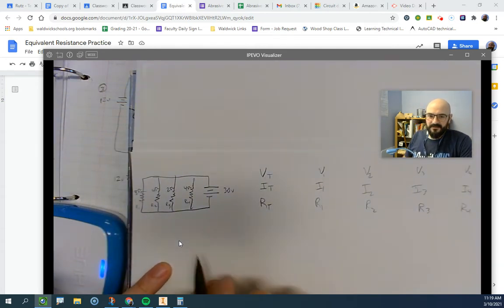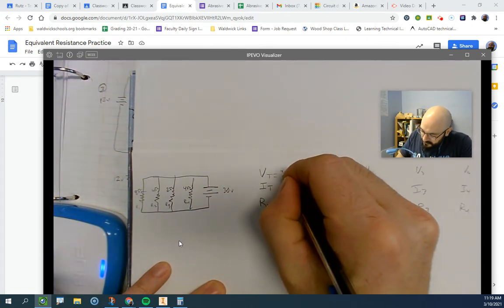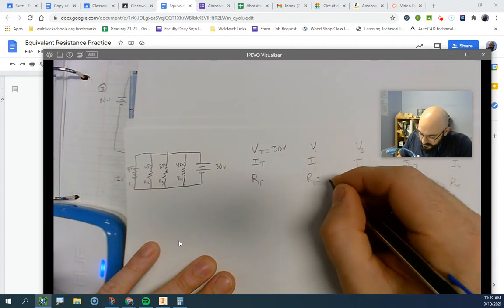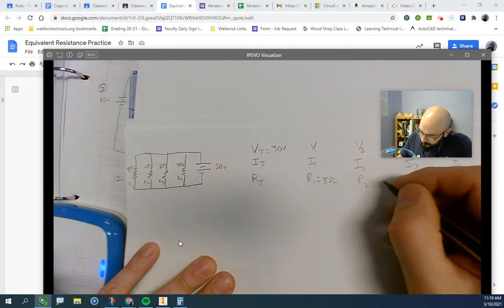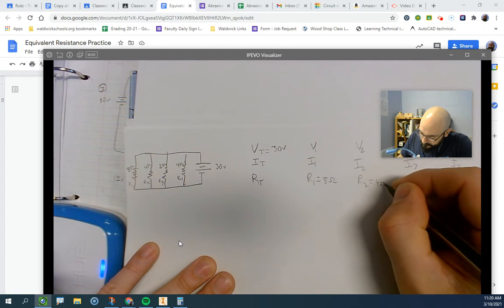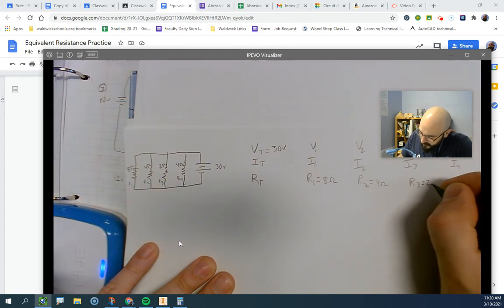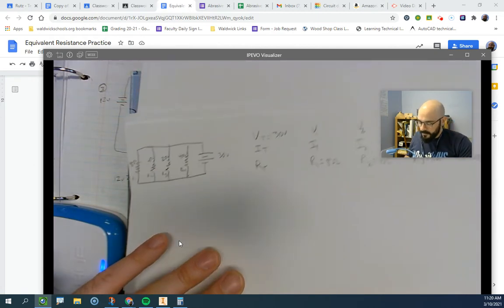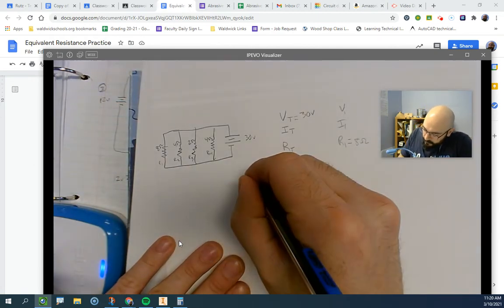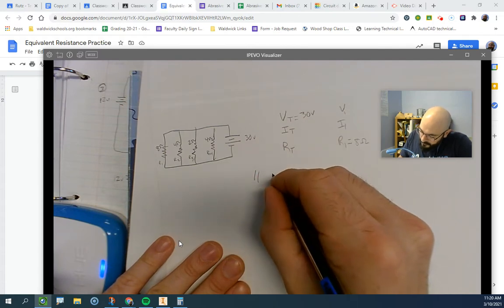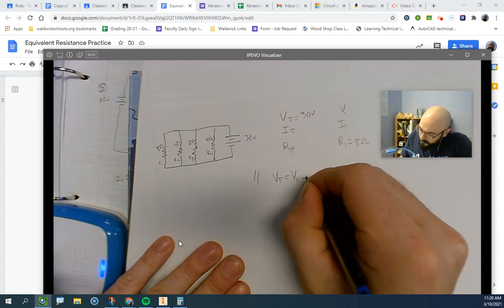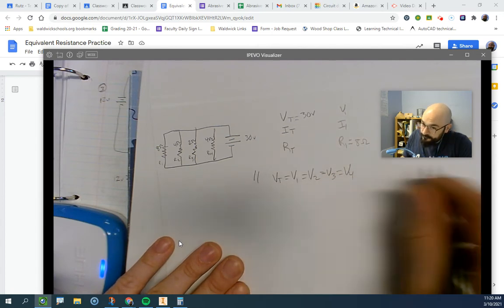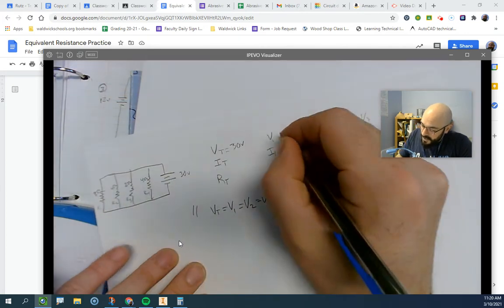Not really. They give us stuff, and we're going to list what they give us. VT is 30 volts. Boom, you're done. R1 is 8 ohms. R2 is 4 ohms. R3 equals 2 ohms. R4 equals 4 ohms. All right, so what do I know? This is parallel. So VT equals V1 equals V2 equals V3 equals V4. This is all true. So I can just copy this down the row.